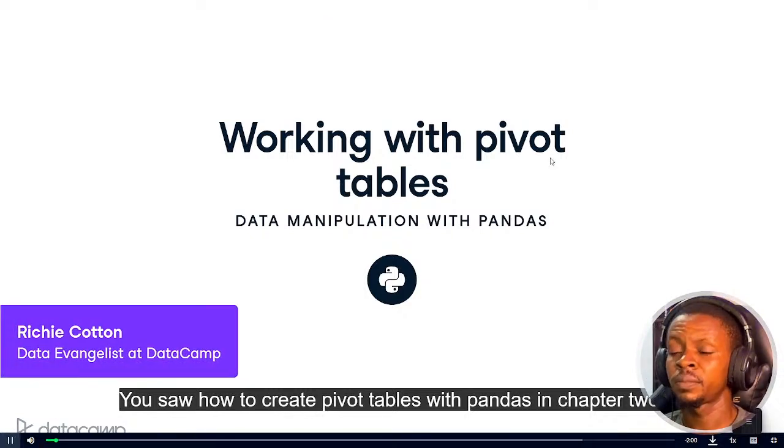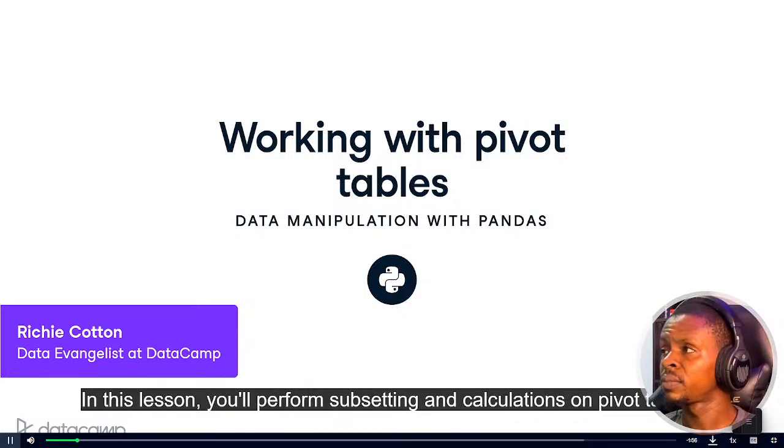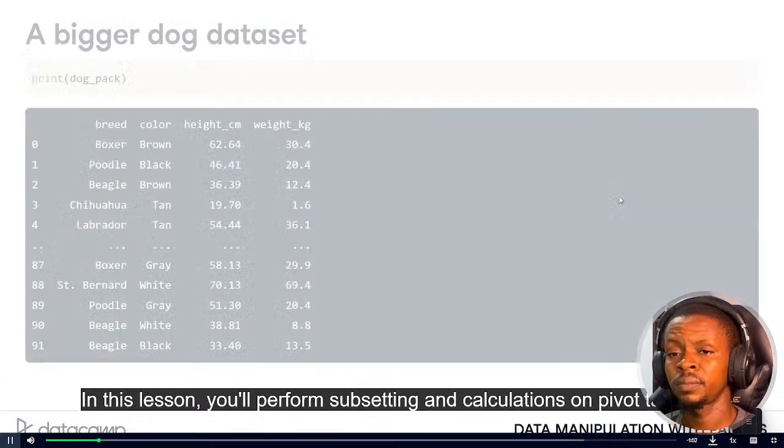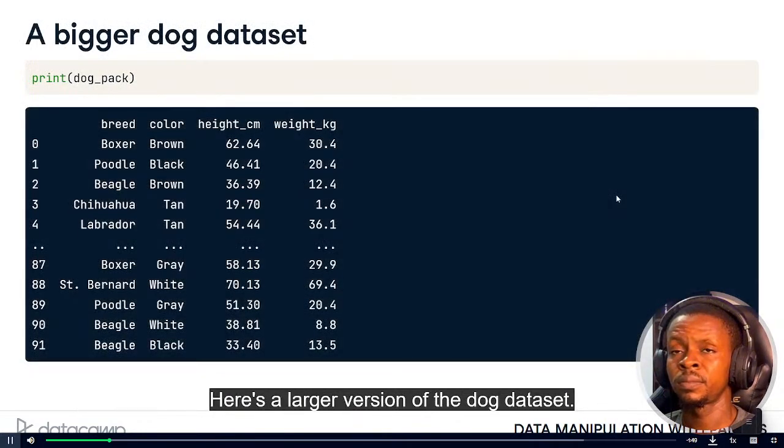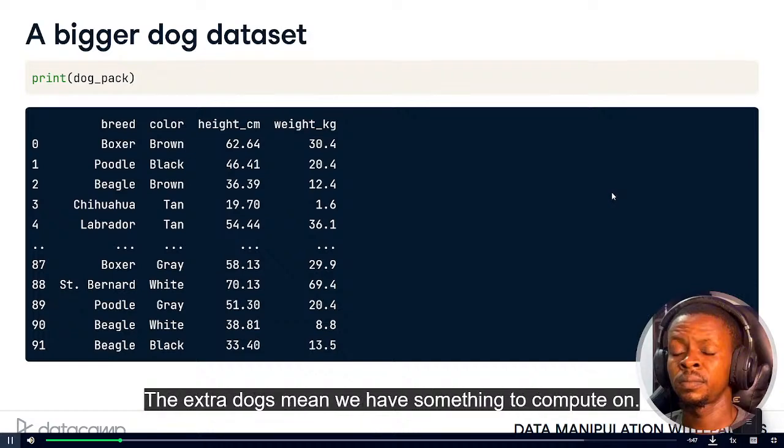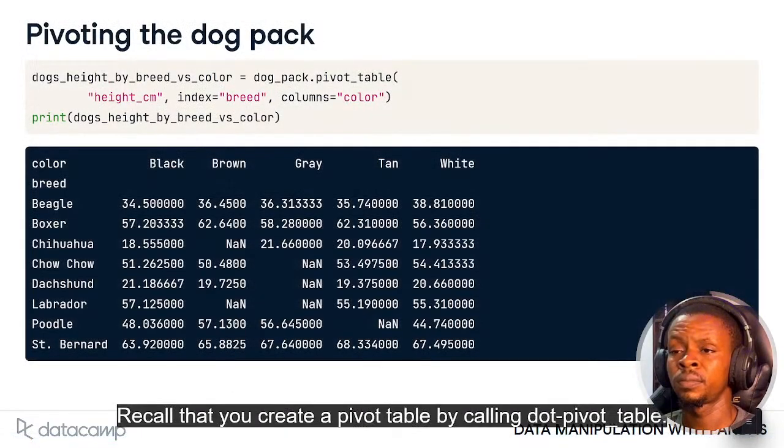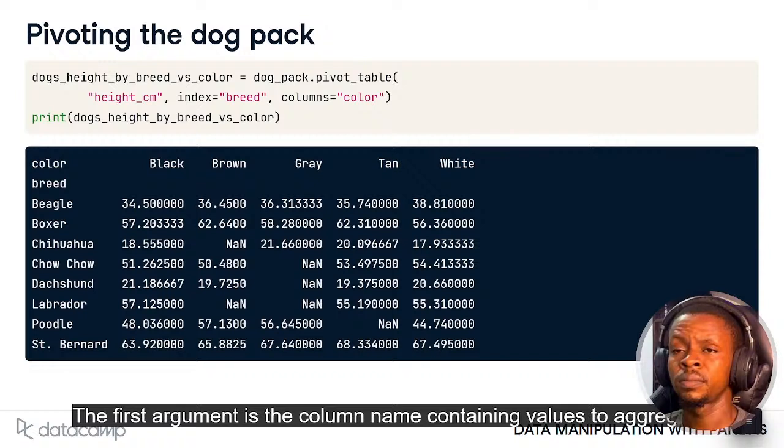You saw how to create pivot tables with pandas in Chapter 2. In this lesson, you'll perform subsetting and calculations on pivot tables. Here's a larger version of the dog dataset. The extra dogs mean we have something to compute on. Recall that you create a pivot table by calling .pivot_table. The first argument is the column name containing the values to aggregate.